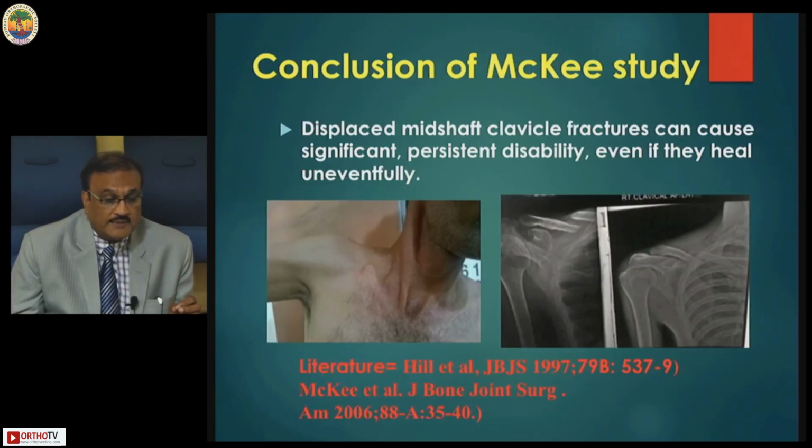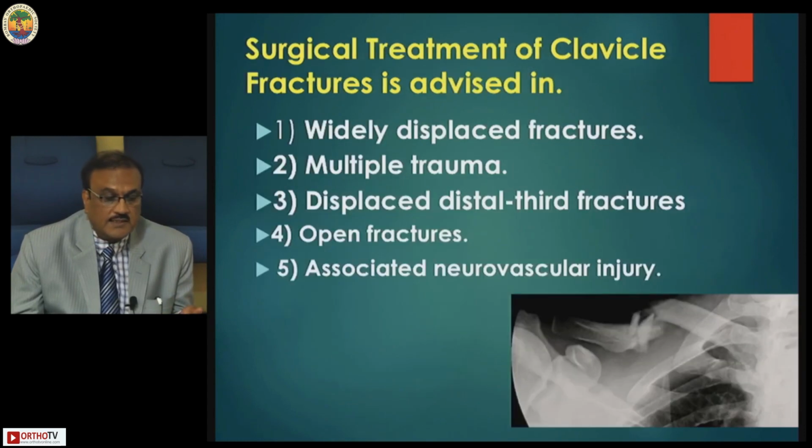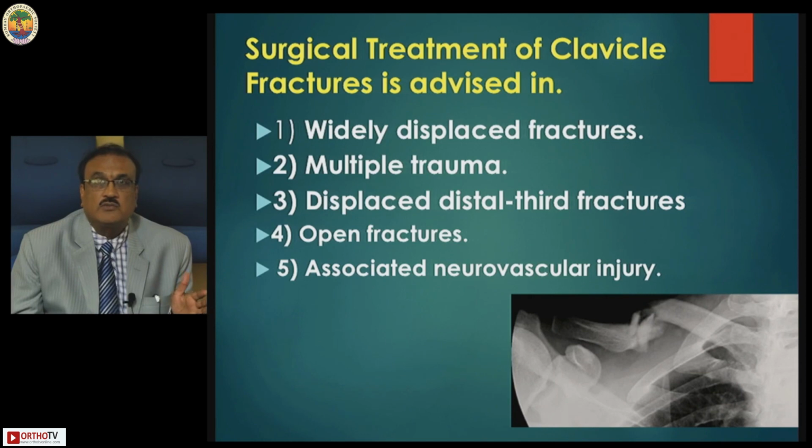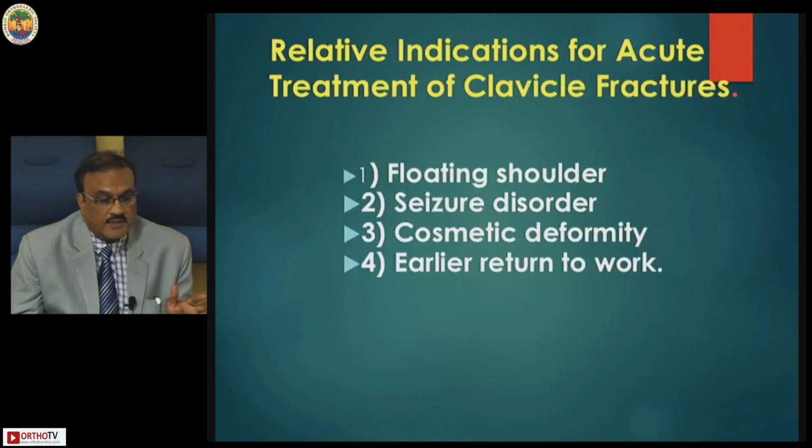So the conclusion of the MCCT study: displaced mid-shaft clavicular fractures can cause significant persistent disability even if they heal uneventfully, and therefore now there is a resurgence of surgical treatment, and many surgical treatments are advised. There are some absolute indications, and some relative indications. Widely displaced fracture in a multi-traumatized patient, open fracture and associated neurovascular injuries are the main indications for internal fixation of the clavicular fracture.